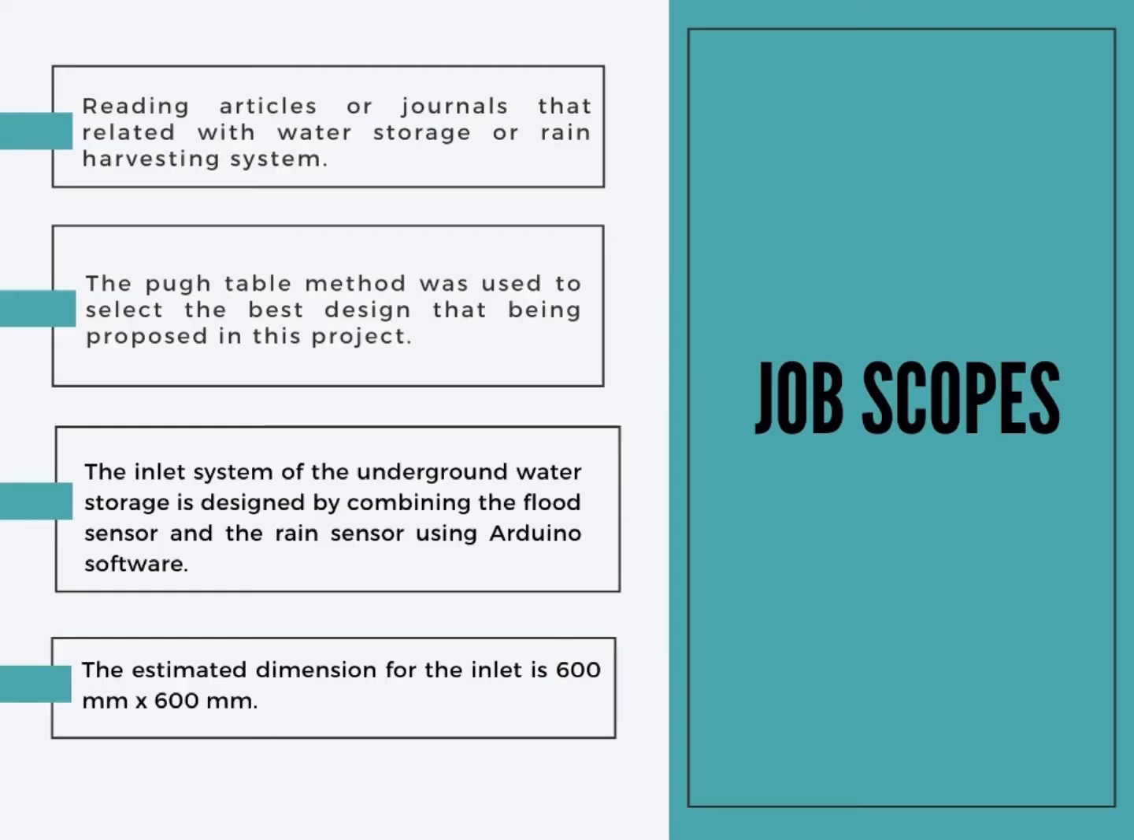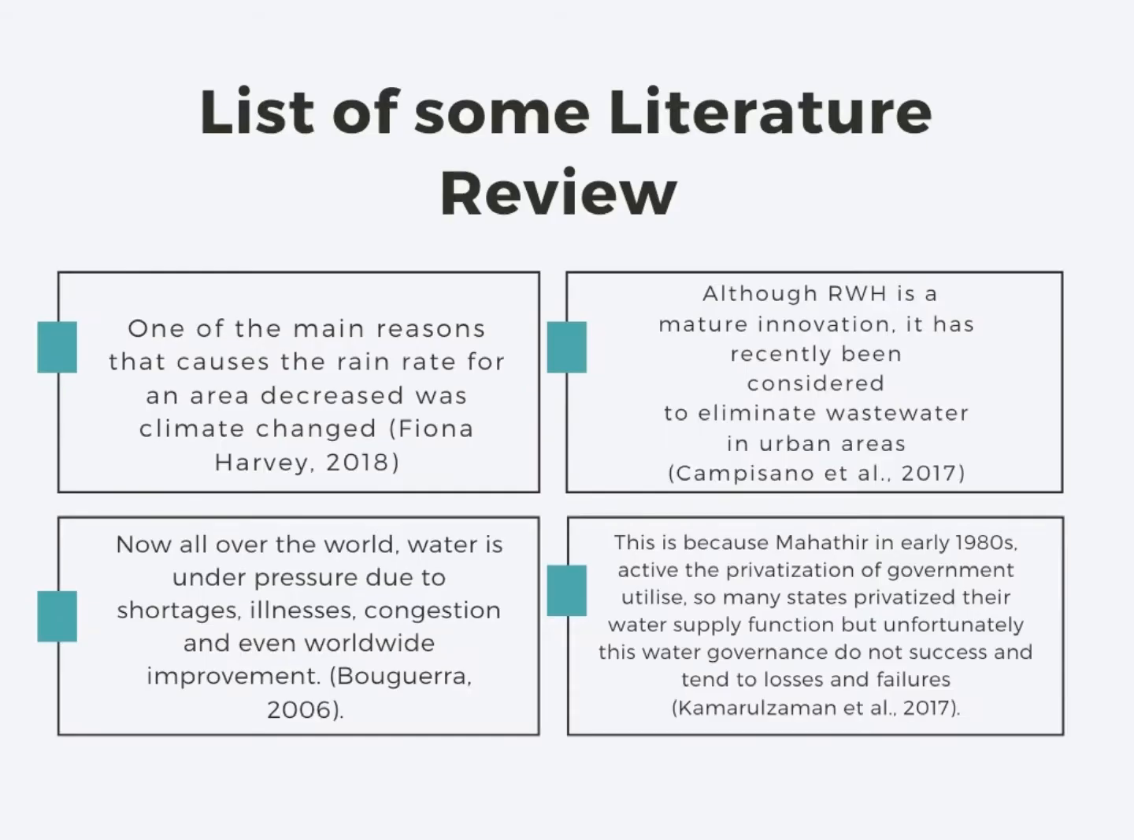This is the list of job scopes in my project. I need to read articles or journals related to water storage or rain harvesting systems. Then I need to use the pugh table method in selecting the best design for my project. The inlet system of the underground water storage is designed by combining the flood sensor and the rain sensor using Arduino software. The estimated dimension for the inlet is 600 millimeters times 600 millimeters. Here is a list of some literature review for my project.